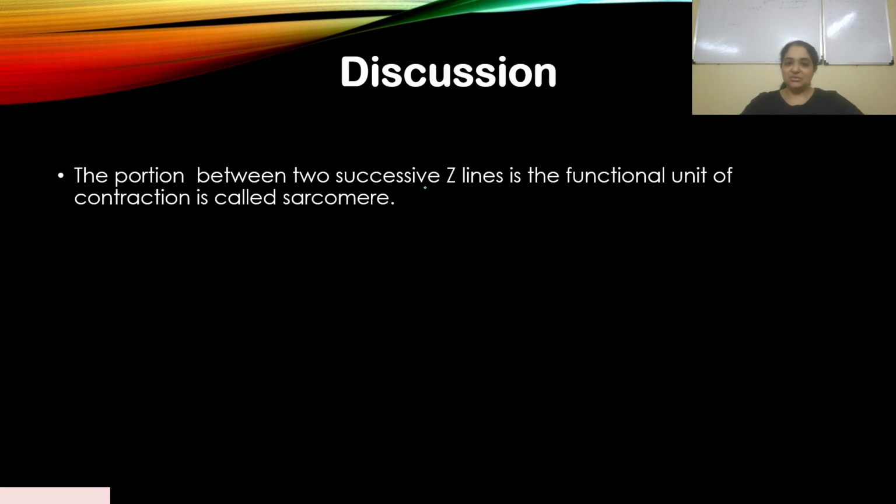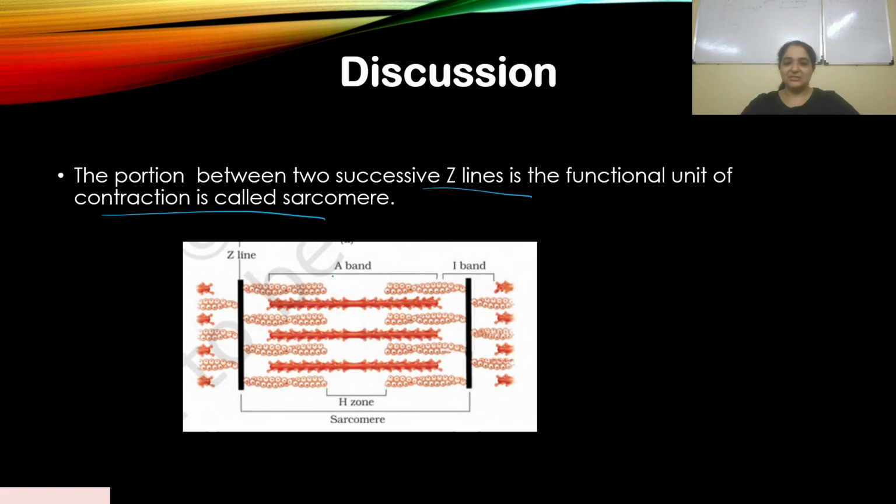So the portion between two successive Z lines is the functional unit of contraction, which is called sarcomere. Again, a direct question. There was not much explanation required for this. It's just fact. You need to remember this. Here you have a diagram of the sarcomere. This is very, very important from NCERT. Please, guys, study the diagrams of NCERT very, very carefully for your exam.